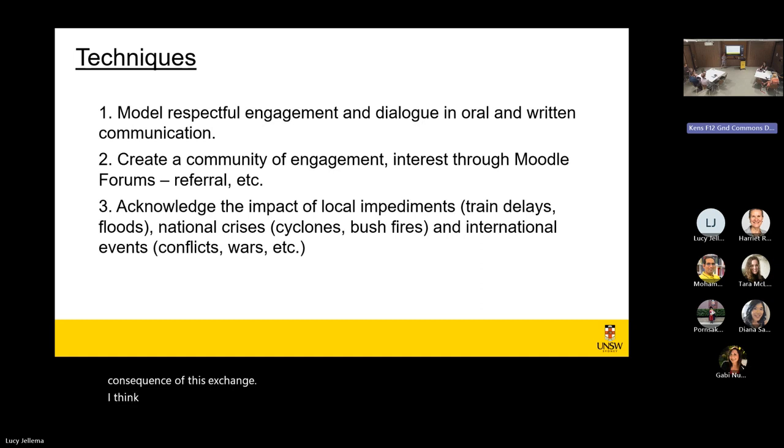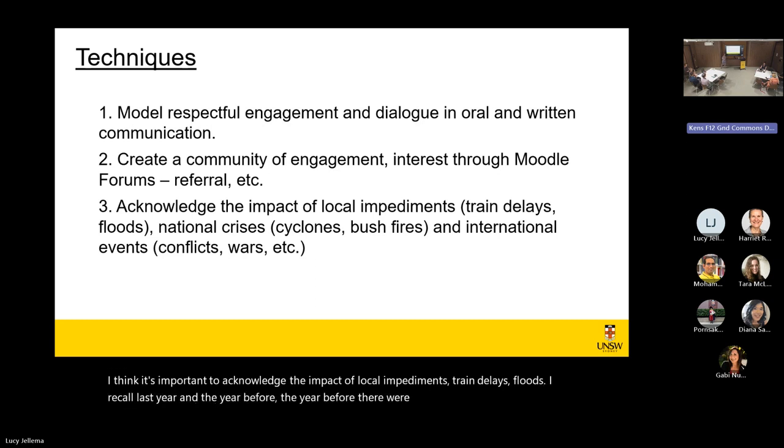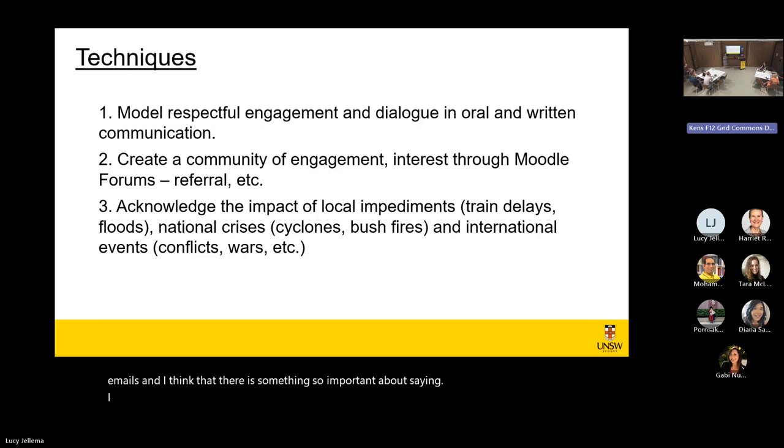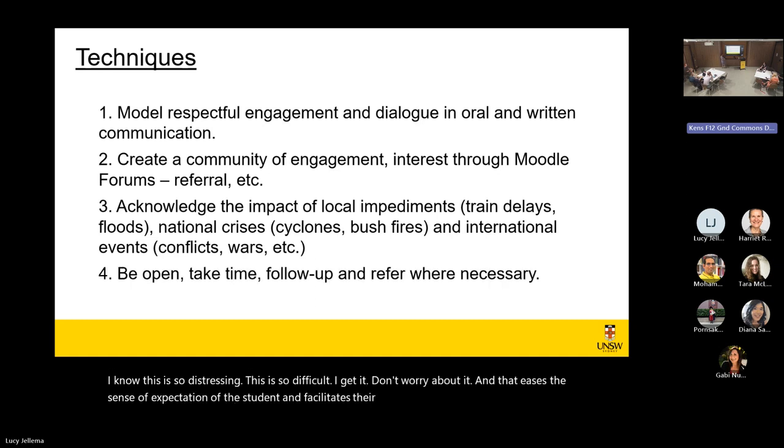I think it's important to acknowledge the impact of local impediments, train delays, floods. I recall last year, the year before, there were the floods. Last year, there were the train delays, and students would be arriving a hot mess in lecture, or I would get hot mess emails. And I think that there is something so important about saying, I know this is so distressing. This is so difficult. I get it. Don't worry about it. And that eases the sense of expectation of the student and facilitates their engagement with the classroom.